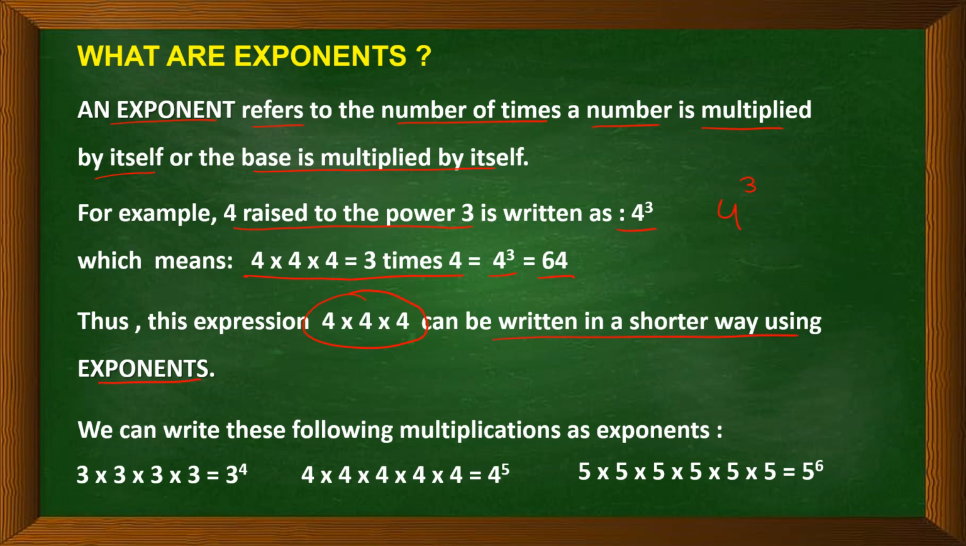So in this way we can write the following multiplications also in the exponential form, like 3 into 3 into 3 into 3 can be written 3 raised to power 4. 4 into 4 into 4 into 4 into 4 can be written 4 raised to power 5, and similarly if you multiply 5 6 times you can just write 5 raised to power 6. So this is your exponential form. Now there are various laws of exponents that we are going to study now.